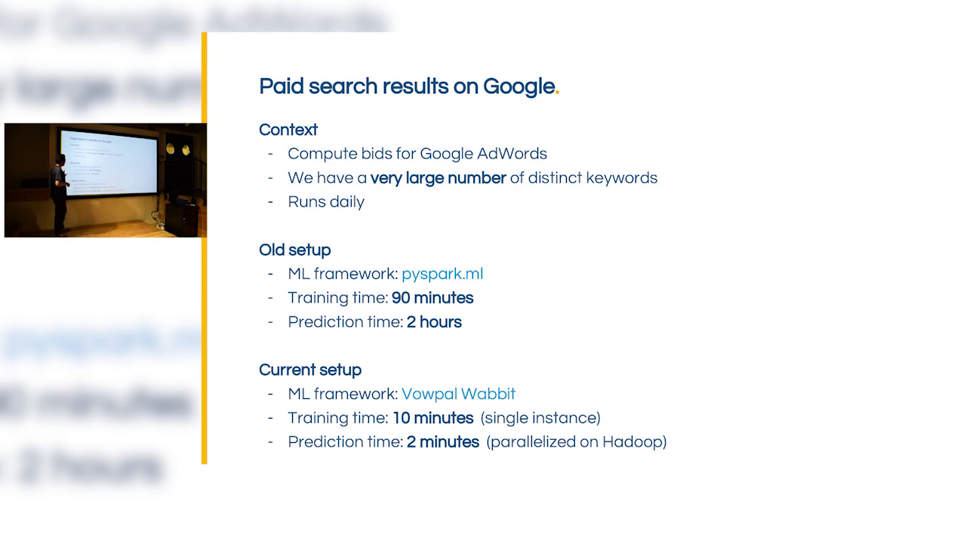Now we had an old setup where we were quite happy that we could do this and even predict all of these things at full scale. So we used Spark ML, and training time was around an hour and a half. Prediction time about 2 hours, which is great, right? It's a daily job. Who cares?